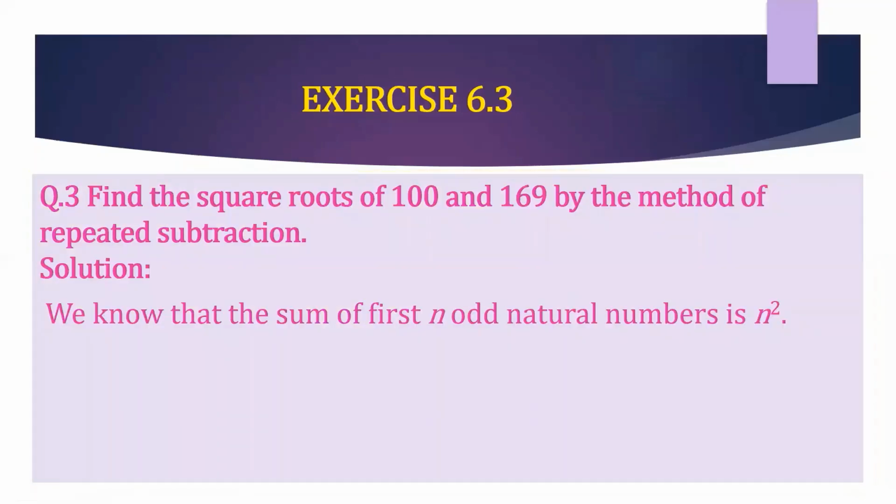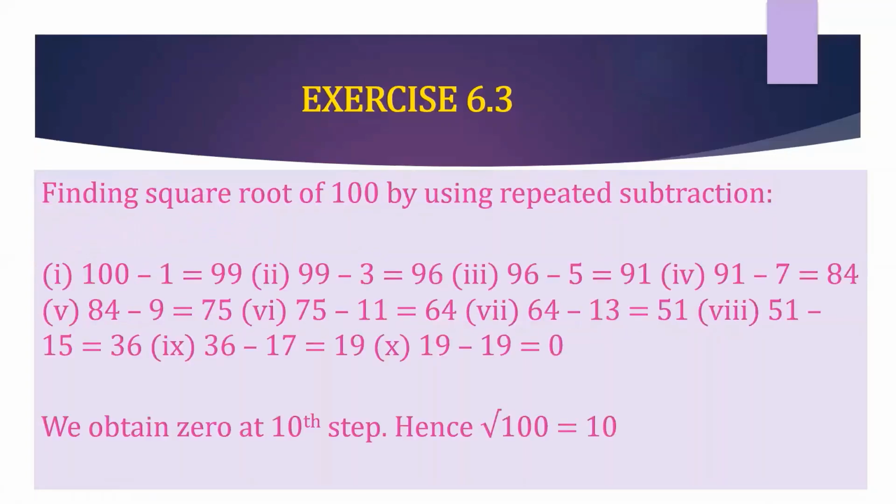Next, find the square root of 100 and 169 by the method of repeated subtraction. As I mentioned earlier, here is the method of repeated subtraction. For 100, we know that the sum of the first n odd natural numbers is n square. We have done it in the previous sessions where we were adding consecutive odd numbers, right? So in order to find the square root, we will subtract the consecutive odd numbers. For 100, I have shown it over here. See, first we'll start with 1.